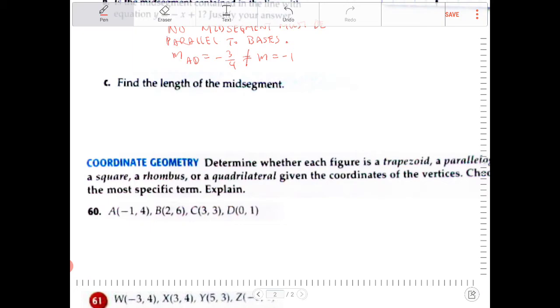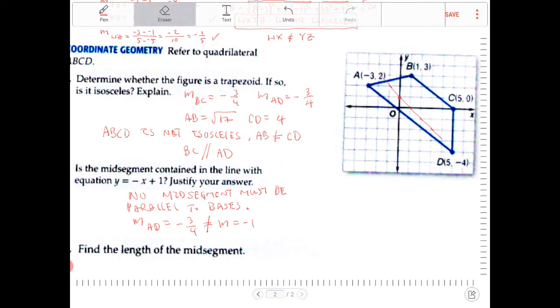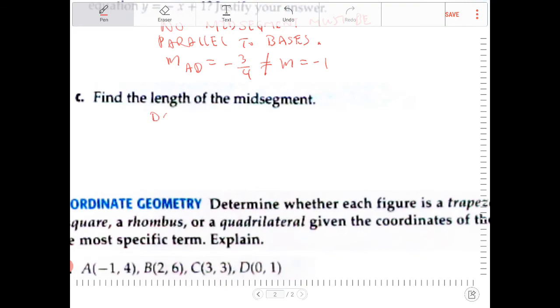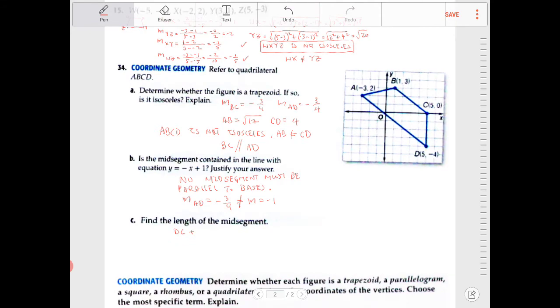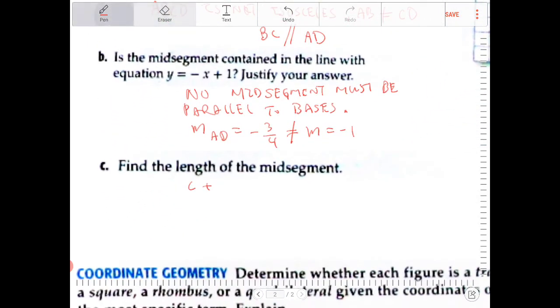Okay, find the length of the midsegment. So to find the length of the midsegment, all we've got to do is find the length of DC plus the length of BC, find the length of BC plus the length of AD and divide by 2.